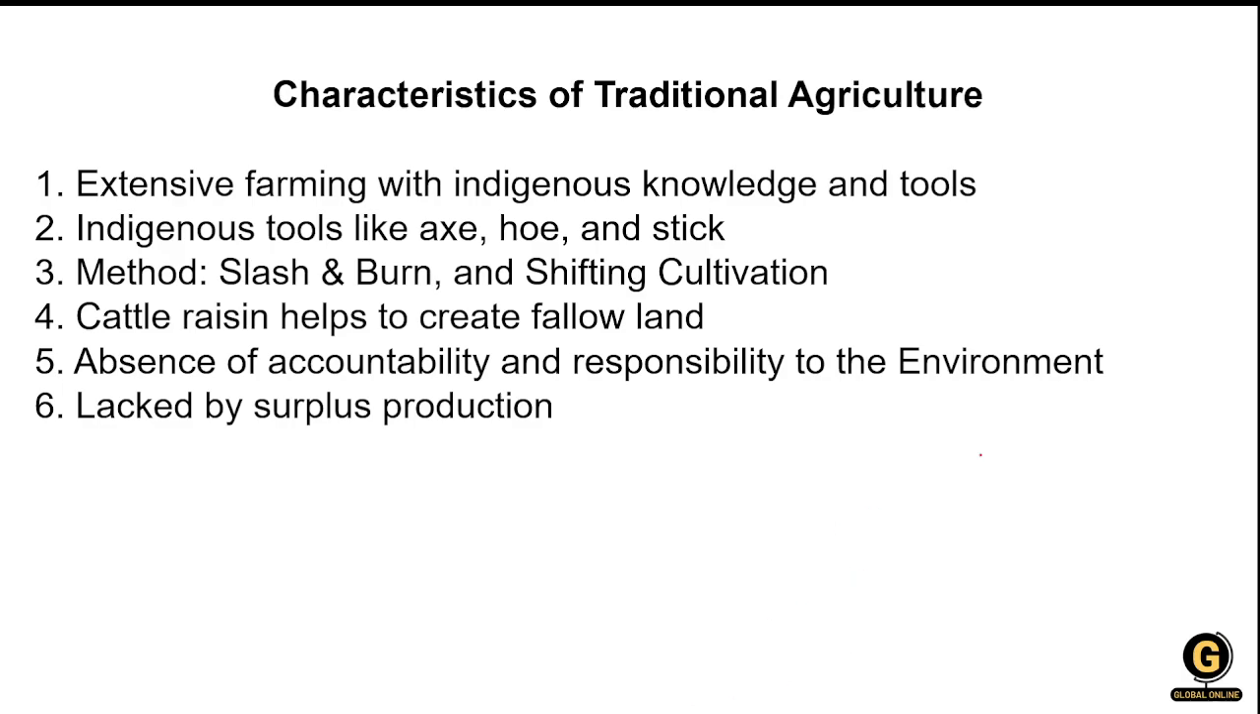Characteristics of traditional agriculture, these are important points: extensive farming with indigenous knowledge and tools. Indigenous tools like axe, hoe, and stick. Methods like slash burn or shift cultivation. Cattle raising helps to create fallow land. Then absence of accountability and responsibility, and lack of surplus production. These are the characteristics we can consider in traditional agriculture. Clear? So this is one of the anthropogenic activities and its impact on the environment.